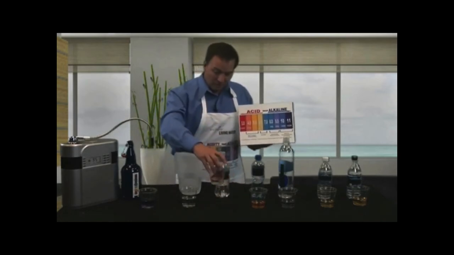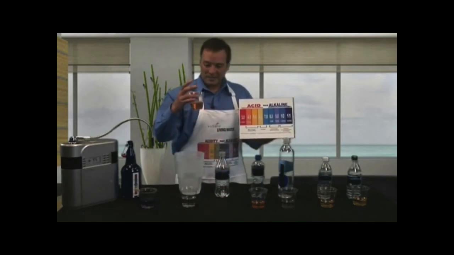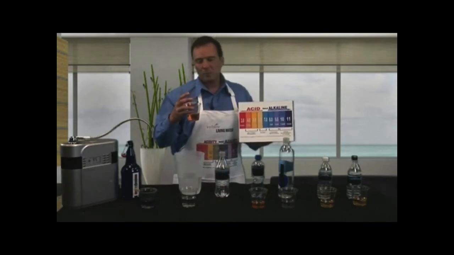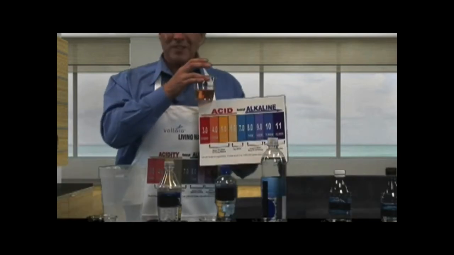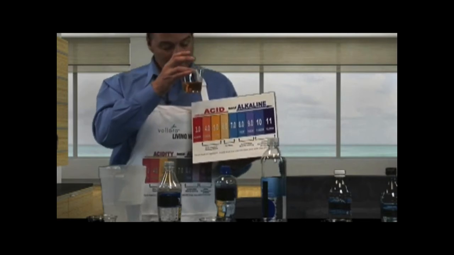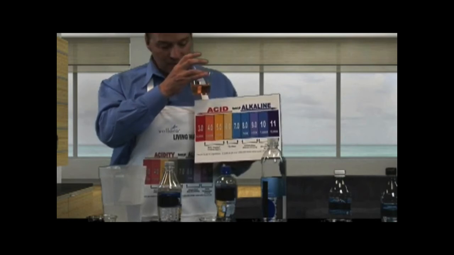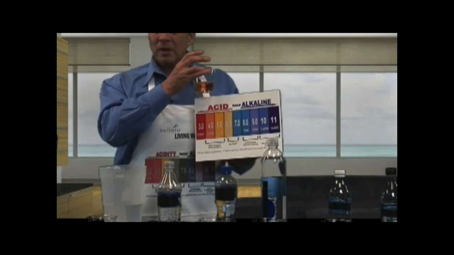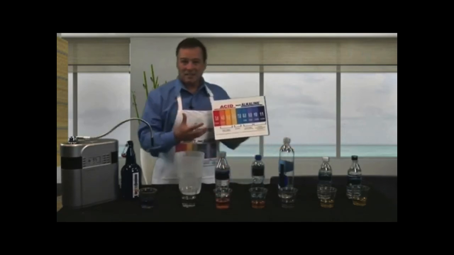And then this is our soda. We consume gallons and gallons of this stuff. Now, we probably know that it's not the best for us, but we probably didn't know that it was this acidic, this oxidizing, this toxic to our systems. Most sodas are about a 2.8 to a 3.0 on the pH scale. It's very oxidizing to our systems.